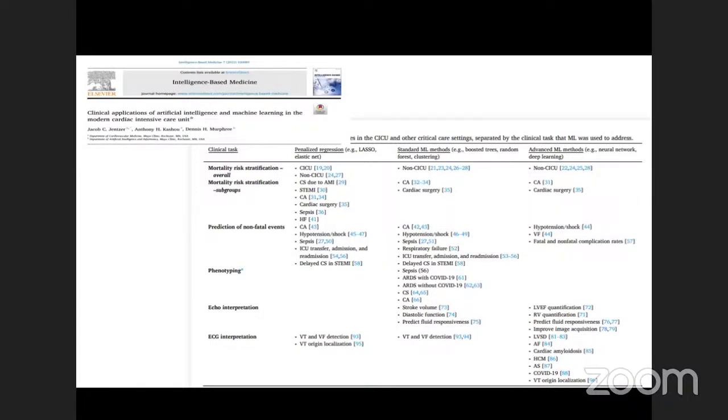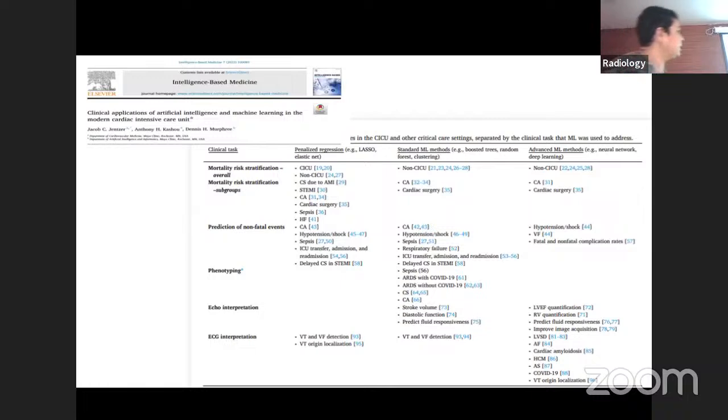Machine learning in the modern critical intensive care unit. So these are all studies which have reported use of AI for all these functions. So they have categorized the tasks into these categories: mortality risk stratification, prediction of non-fatal events, phenotyping, echo interpretation, and ECG, because it's a cardiac ICU. So this is just to give you a spectrum.